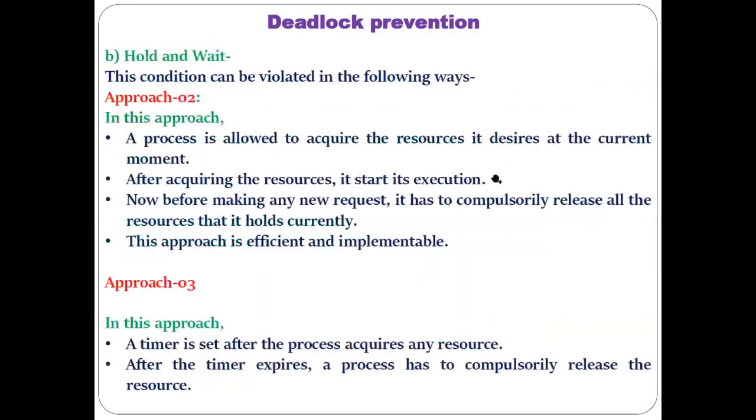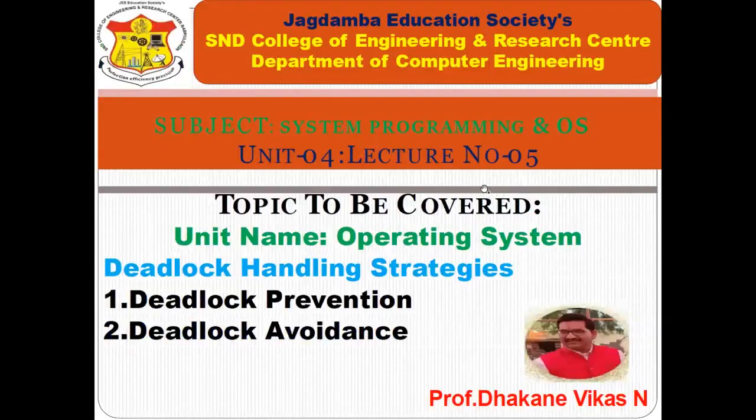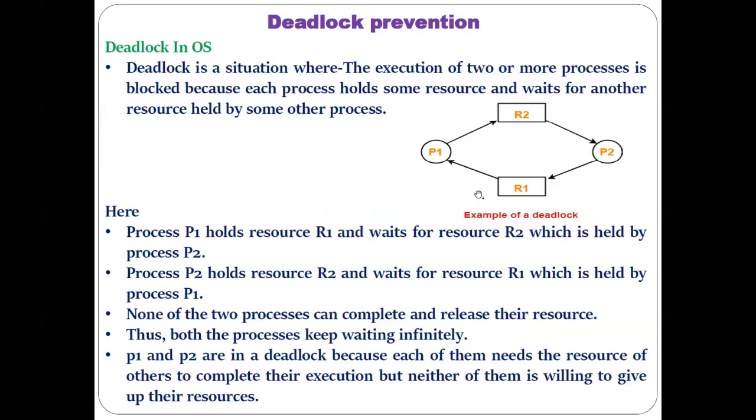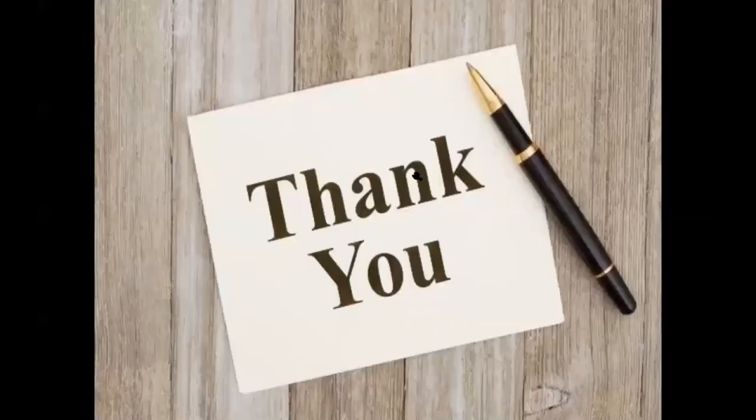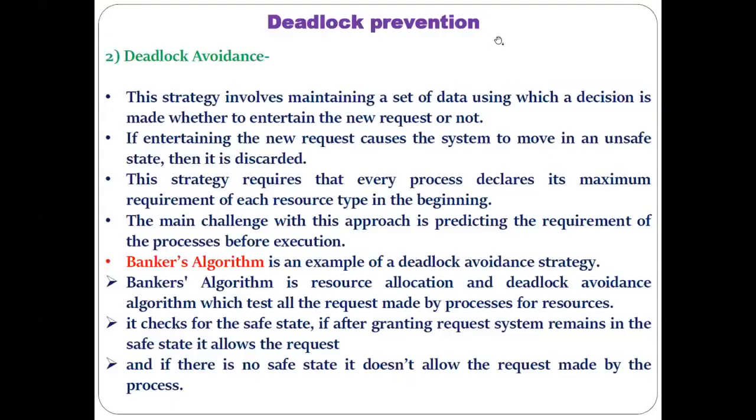Okay, so this is our first way of handling the deadlock, where we have seen deadlock prevention and how the deadlock can be prevented by dissatisfying the four conditions which are responsible for the deadlock. Using that, deadlock prevention can be done. Now next we have to discuss the second way of handling the deadlock. The second way of handling the deadlock is deadlock avoidance. So deadlock avoidance is also a way of avoiding the deadlock before it occurs.